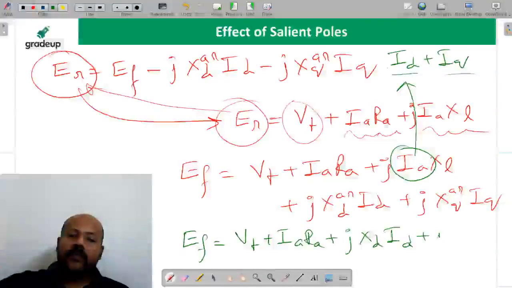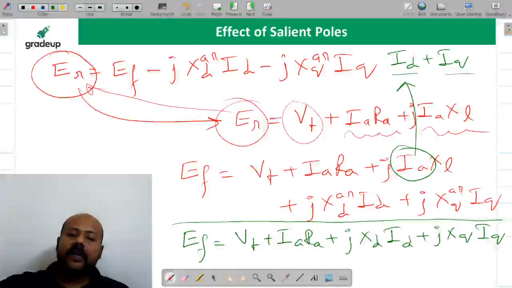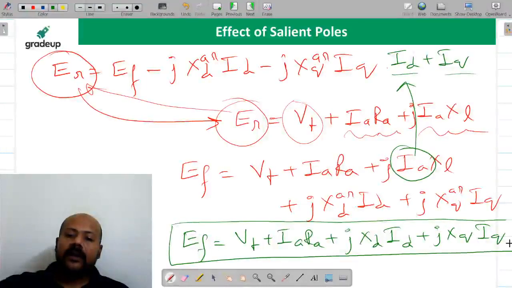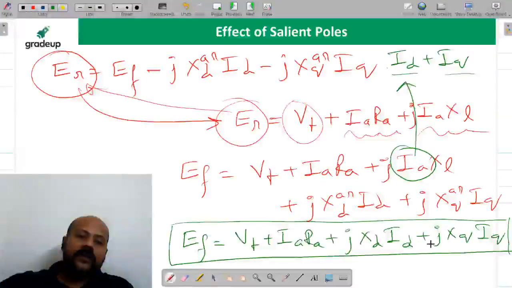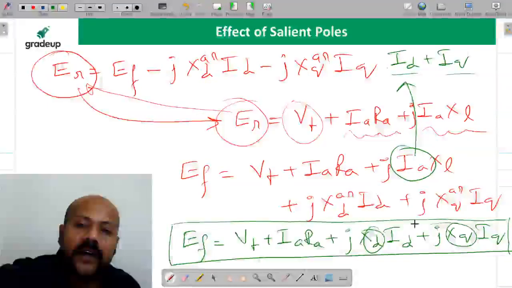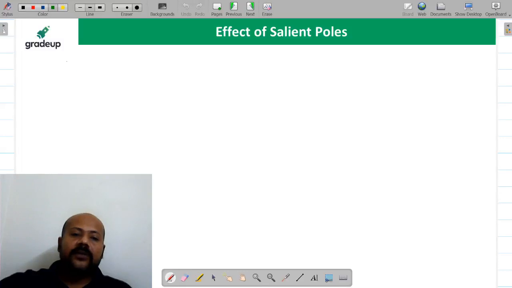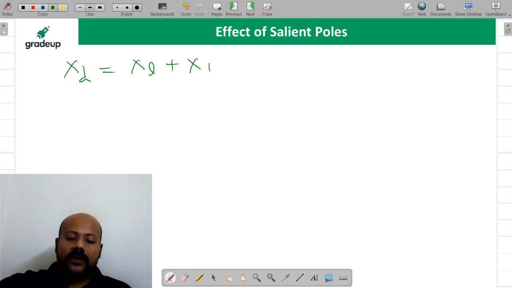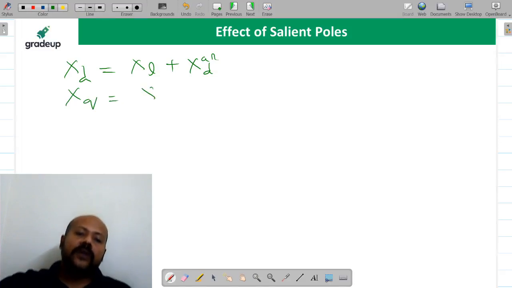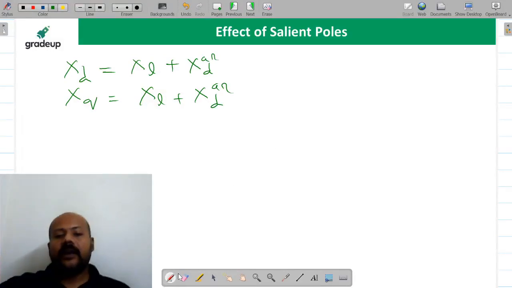JXD ID plus JXQ IQ. This is the final equation, beta, which we are having, and this is the way we have achieved it. Now if somebody asks you what XD beta and XQ beta are, you can tell him that XD is going to be XL plus XD armature reaction. And what is XQ? XQ is going to be XL plus XQ armature reaction.